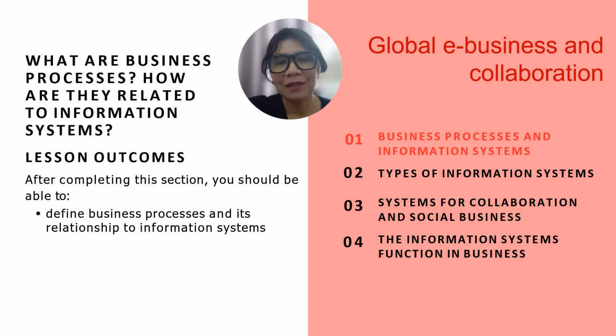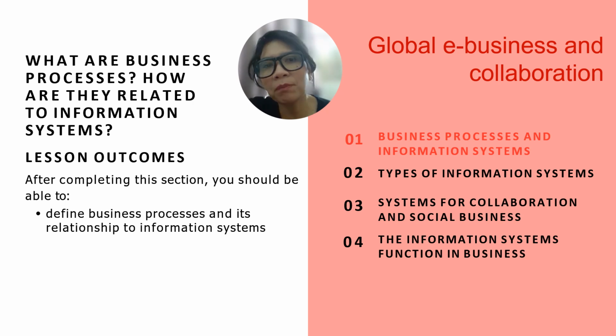Now, let's start with business processes. In this section, you should be able to define business processes and how they are related to information systems. These are structured activities that help businesses achieve specific outcomes, like delivering a product or service. They span areas like sales, operations, and finance.